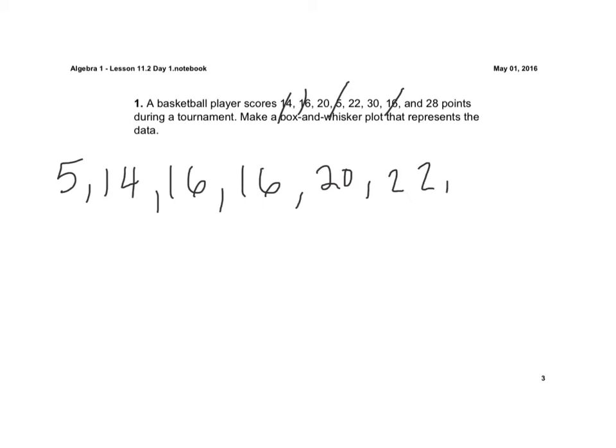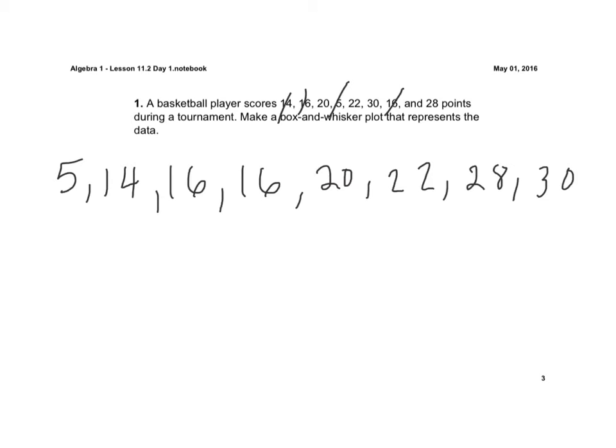So if we're going to do a box and whisker plot for this set of data, the first thing we want to do is put it in order from least to greatest. So we go 5, cross that one out, 14, 16, we have another 16, then we have a 20, a 22, a 28, and a 30. Okay, so now I have 1, 2, 3, 4, 5, 6, 7, 8 numbers.